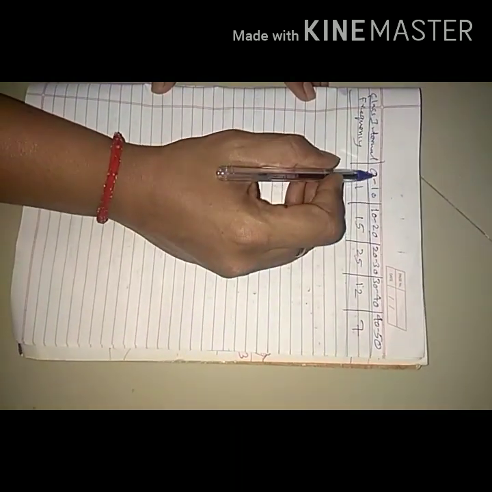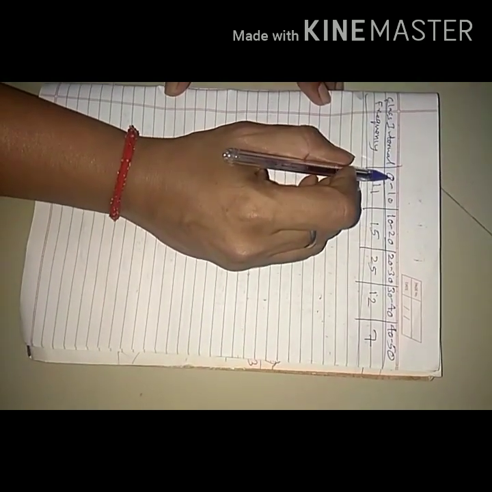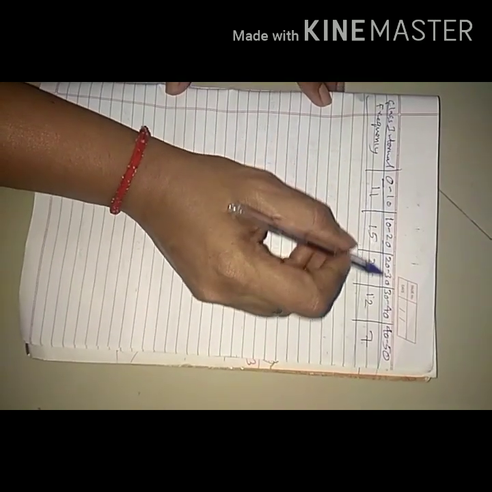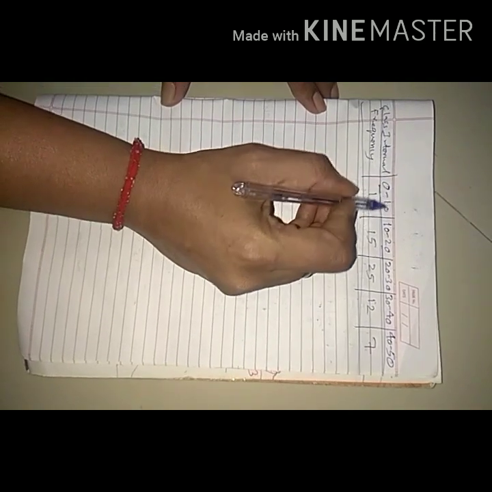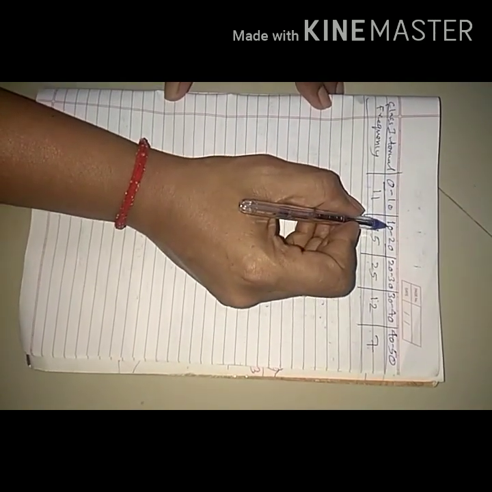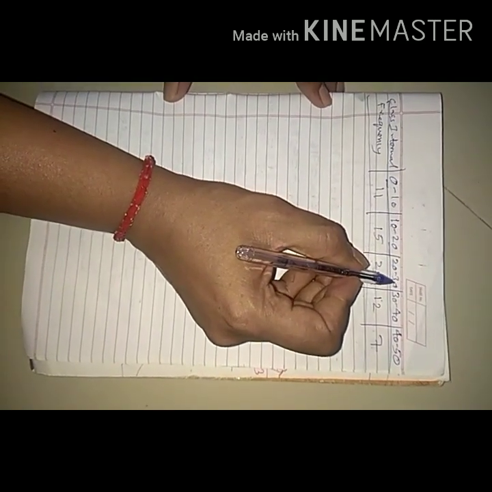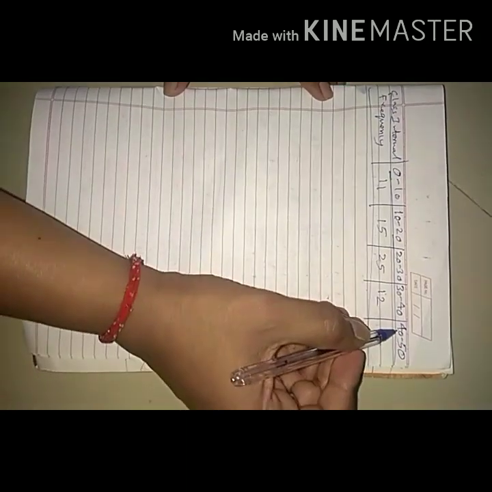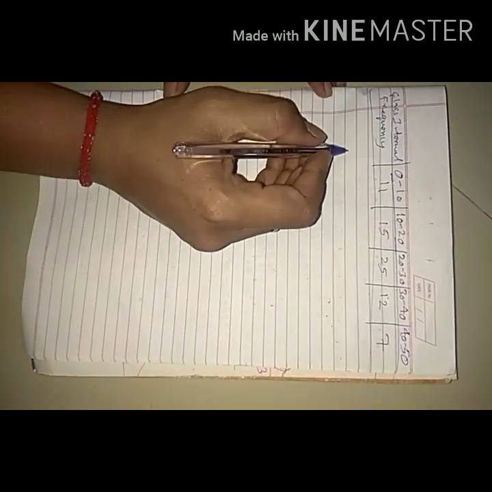It is a continuous frequency distribution because you are having here class intervals 0 to 10, 10 to 20, 20 to 30, 30 to 40 and 40 to 50. This is lower limit here, upper limit. Here lower limit is 10, upper limit is 20. Here lower limit is 20 and upper limit is 30. Here lower limit is 30 and upper limit is 40, and here lower limit is 40 and upper limit is 50. Okay, so now we'll solve the problem.